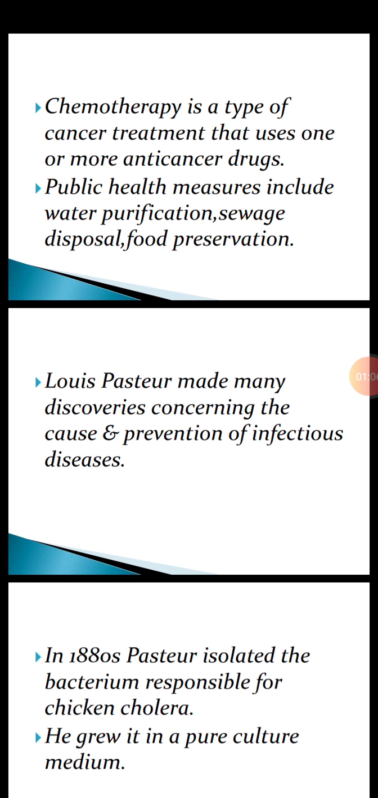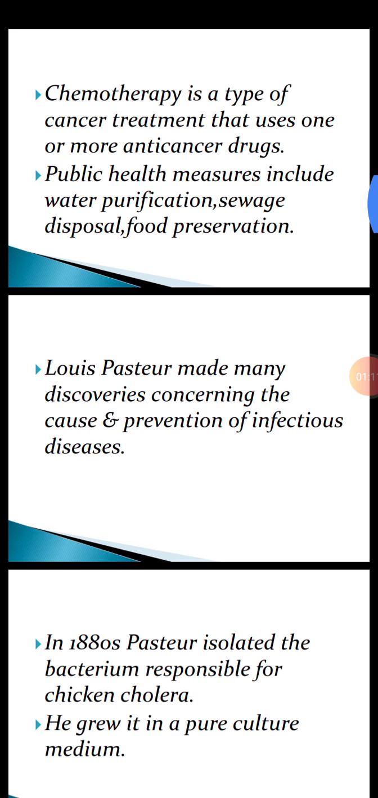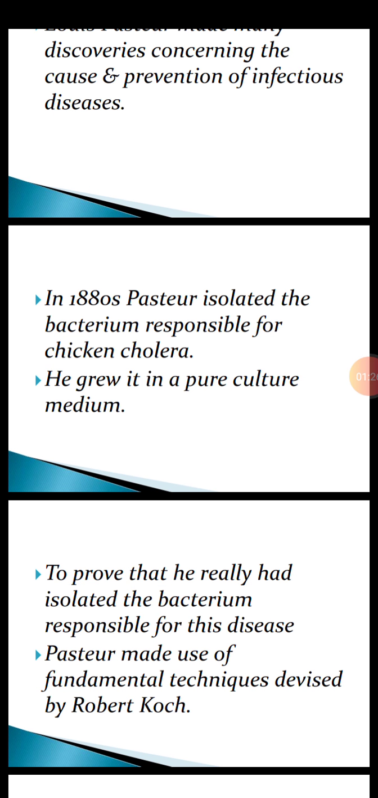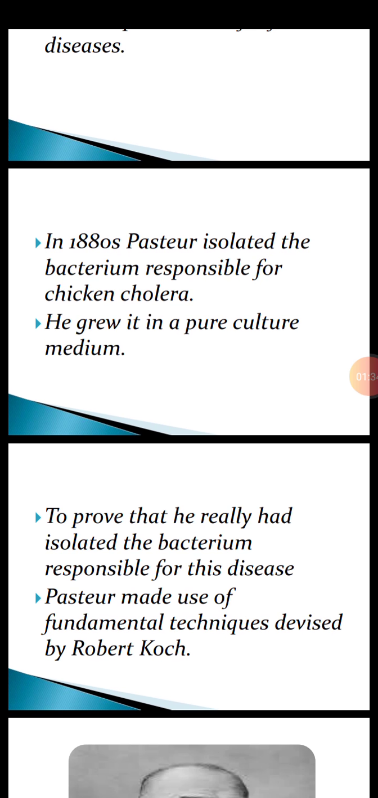Louis Pasteur made many discoveries associated with the cause and prevention of infectious diseases. In the 1880s, Louis Pasteur isolated a bacterium which was responsible for chicken cholera or fowl cholera. It is an infectious bacterial disease of birds. He grew it in a pure culture medium. A pure culture medium is a medium on which microorganisms are grown.